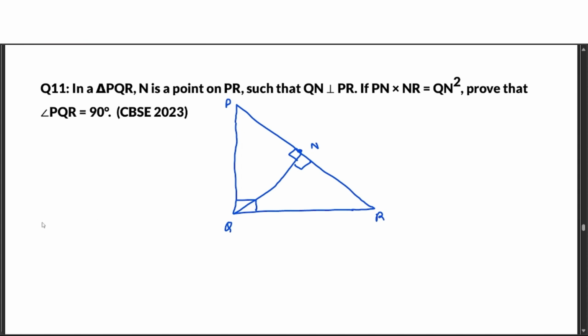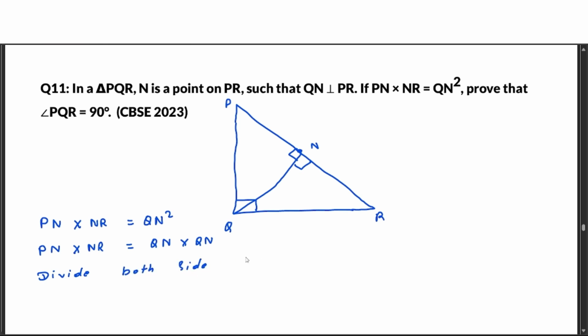So simple, we can here write the equation. We can say PN times NR is equal to QN square. Expand this one: PN times NR is equal to QN times QN. Now here we can divide both sides by NR times QN.